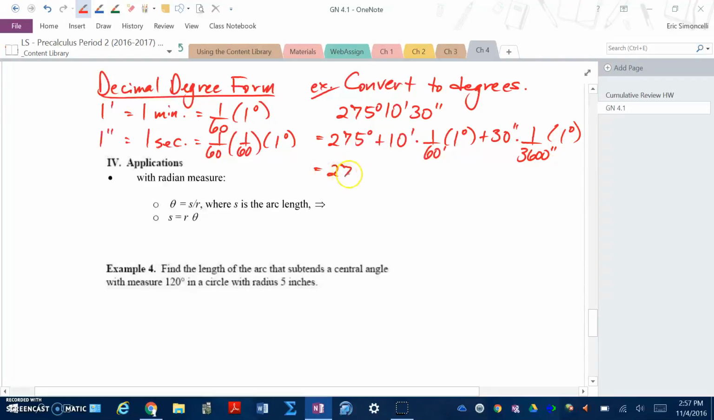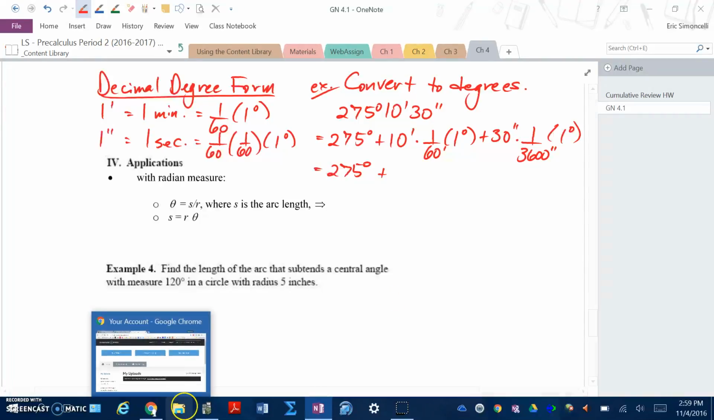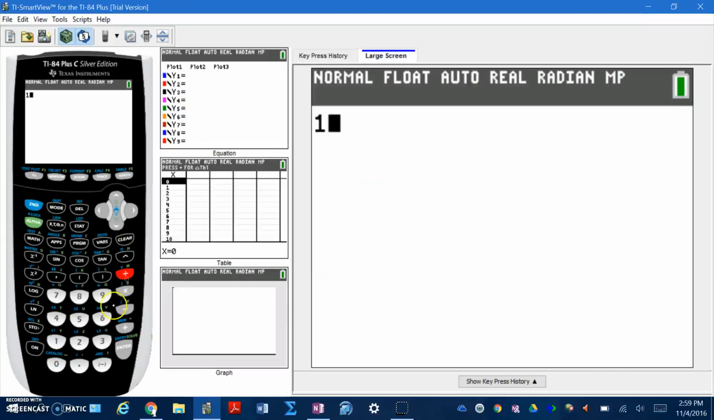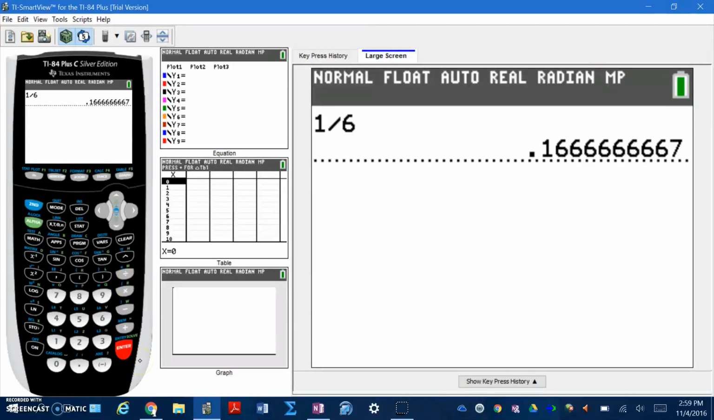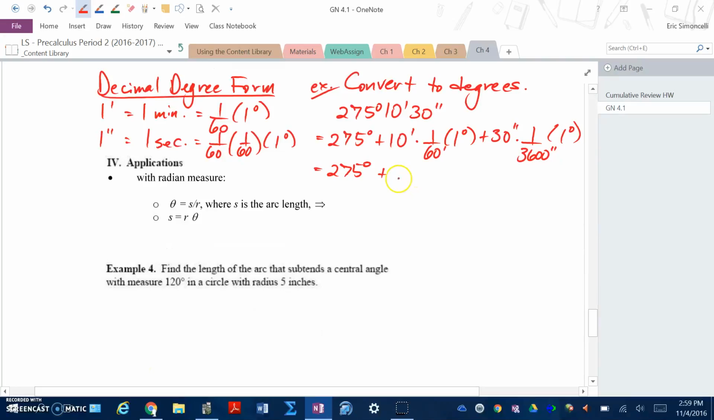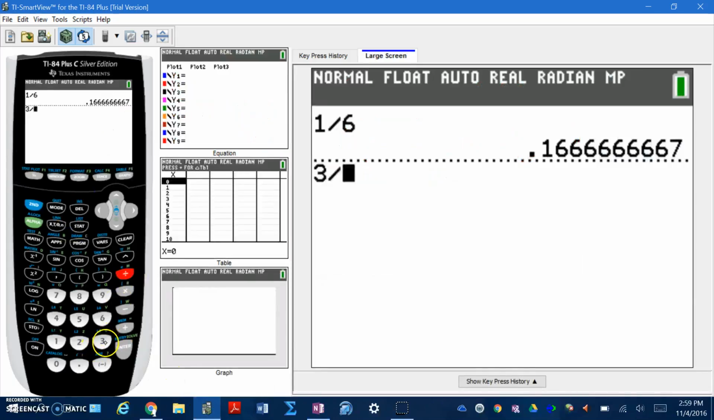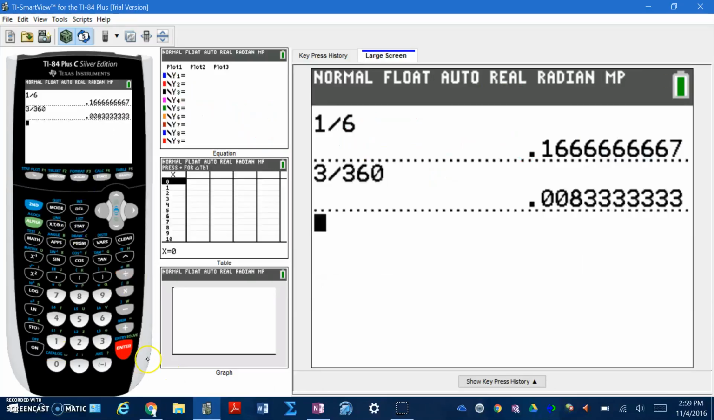So if we do this, 275 degrees plus 10 divided by 60, which of course ends up being 1/6, and I'll go ahead and type that in. The decimal point 0.16 repeating, plus, and then we have 30 divided by 3600, or 3 divided by 360, which ends up being 0.0083 repeating.